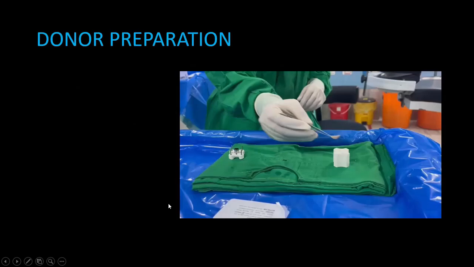Next would be the donor preparation. First, we'll determine the size of the donor tissue. If you had noticed, the ulcer we had measured was around 8 millimeters. So we'll go with an 8.5 millimeter donor graft.